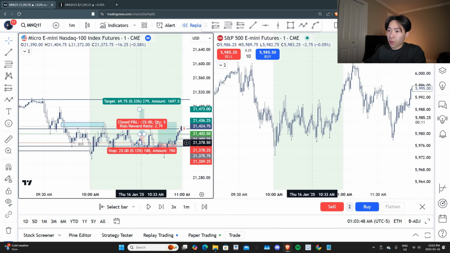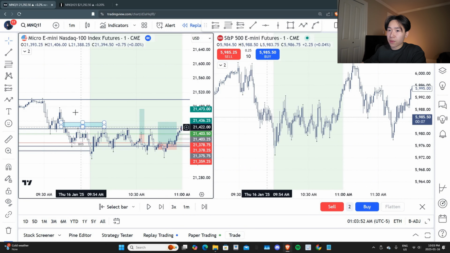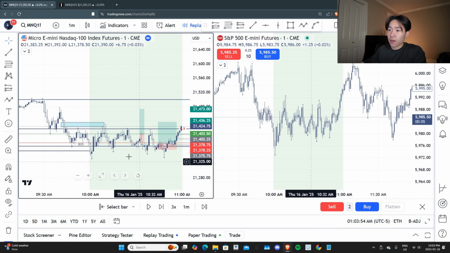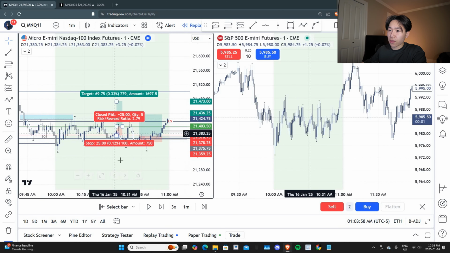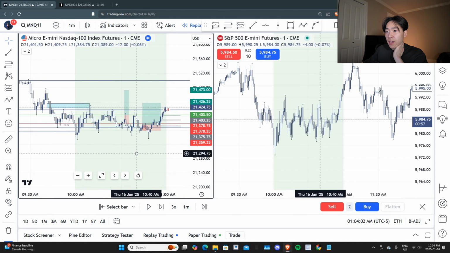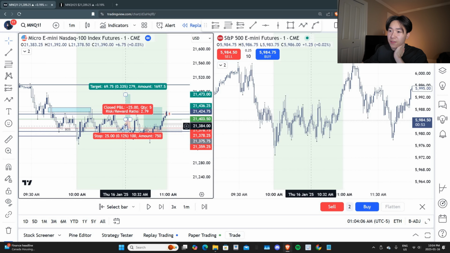Basically at this time, price was continuing higher. I thought price was gonna break out to hit these highs, but it ended up just reversing and I just took a loss right there. So that kind of sucked. And then, yeah, that was kind of an unnecessary loss, honestly.